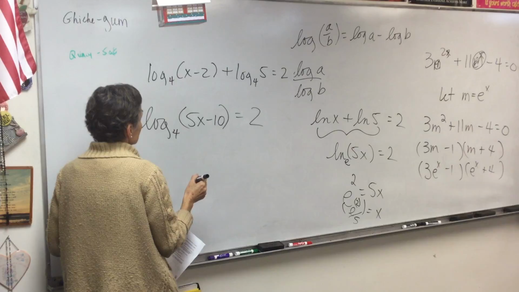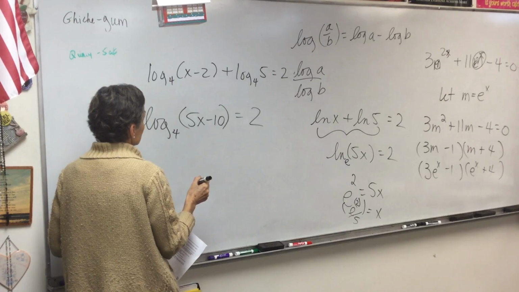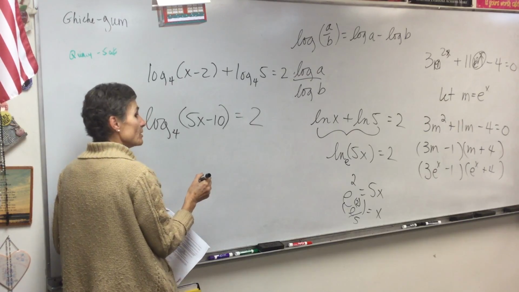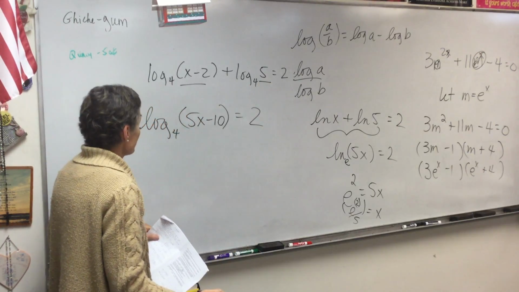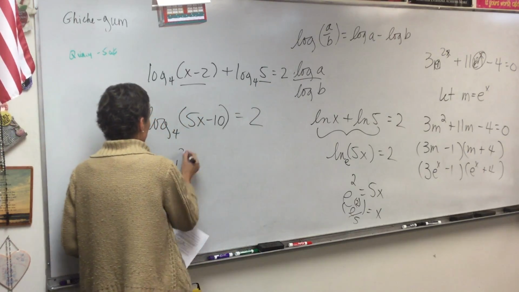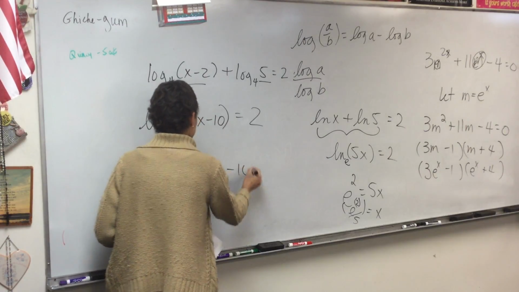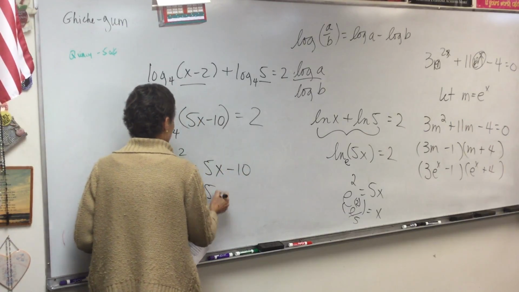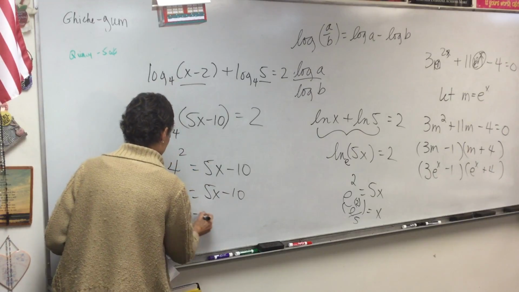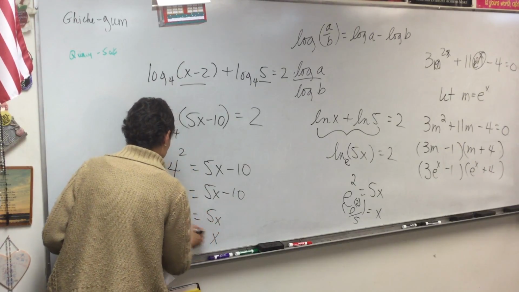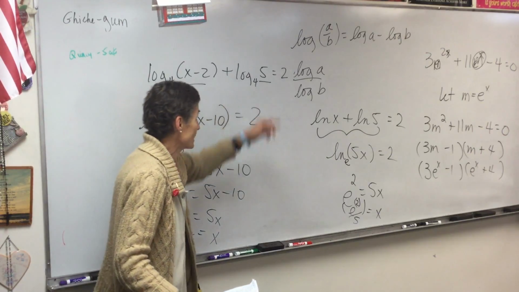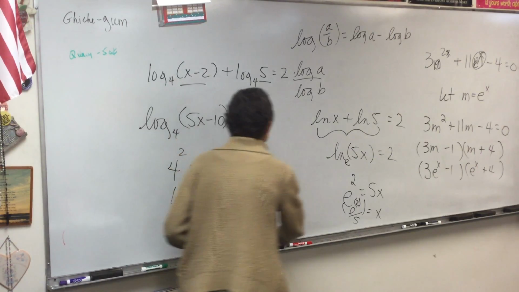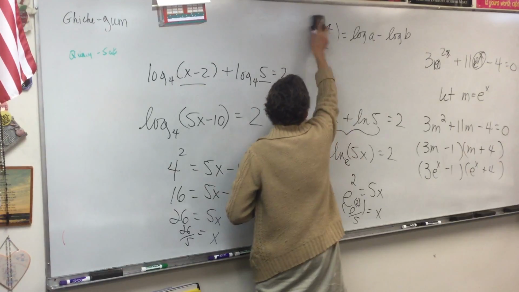Wait, I did 5x minus over 2. I don't know why you would do that. These are being multiplied. So that would be 5x minus 10. So we have 4 squared equals 5x minus 10. So 16 equals 5x minus 10. 26 equals 5x. I got 26 fifths. Let's take a quick glance up here, make sure that's all good. It is. So that's my answer.